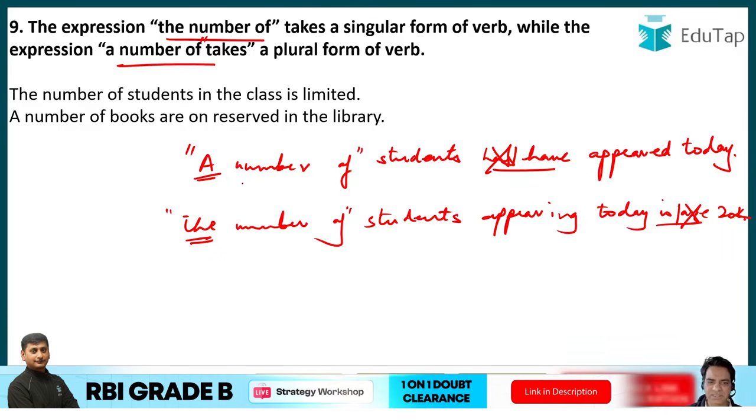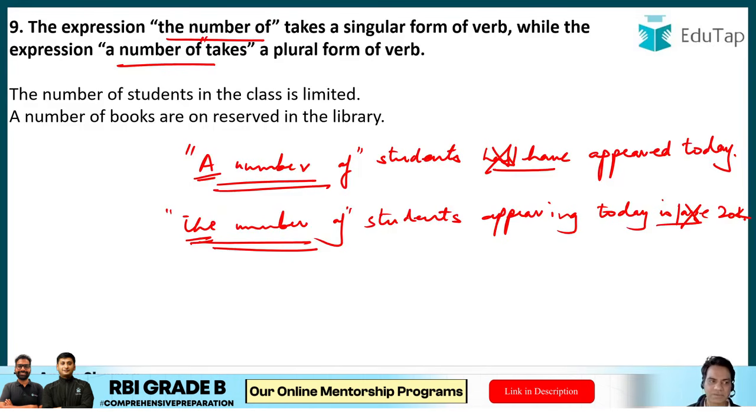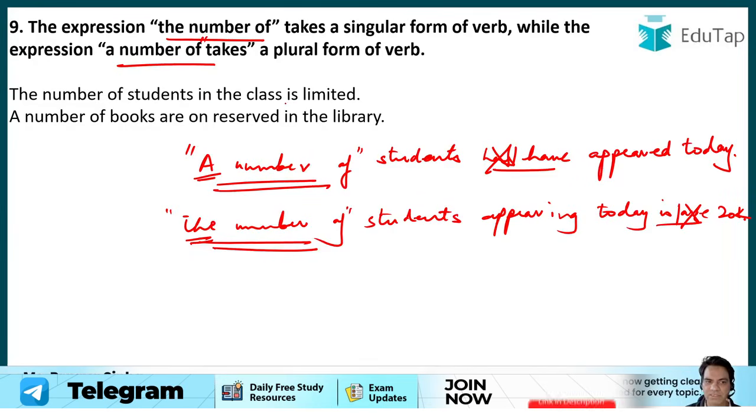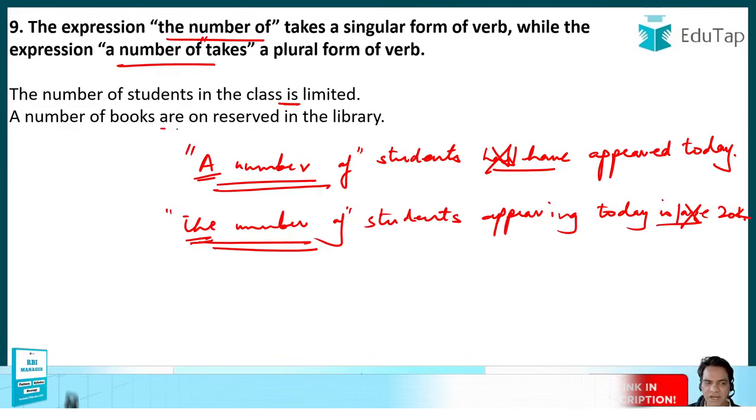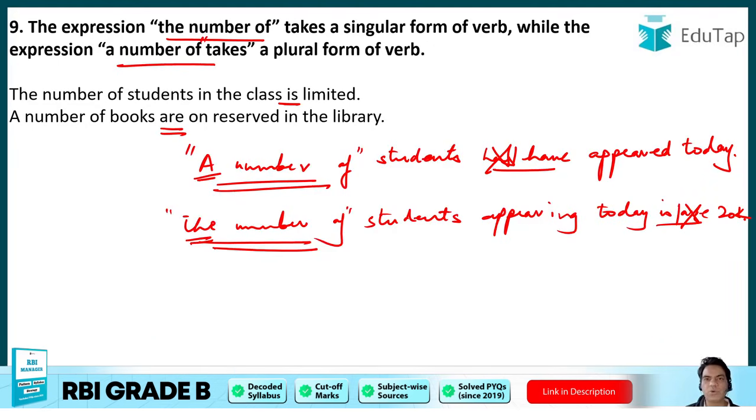So the expression says a number of will always take a plural verb, whereas if a sentence begins with the number of, it will always take a singular verb. For example, the number of students in the class is limited. But a number of books are on reserve in the library. So this is a very peculiar rule which we generally overlook or overread.